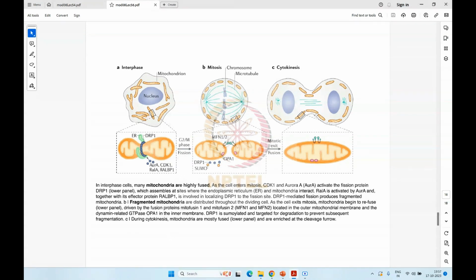After cytokinesis, the mitochondria can again fuse and be reassembled with these proteins. The proteins that are responsible for fragmentation would be degraded after the mitotic cycle is over, so that the mitochondria do not keep undergoing fragmentation time and again.